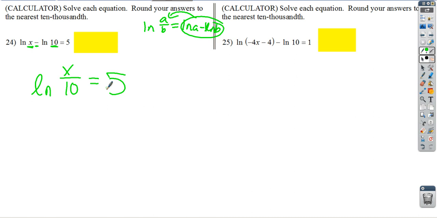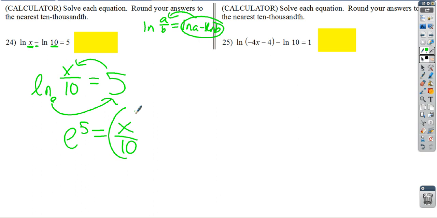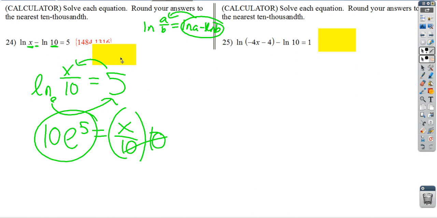Now it's in log form, we want to change it to exponent form. So e, this number, to that power equals that answer. So e to the 5th equals x over 10. How do we solve for x? We multiply both sides by 10, and x equals whatever that number is right there, and it turns out to be 1484.1316. It's customary to round it to 4 decimal places, especially in a lot of science examples. You have to round it to quite a few decimals just to make sure it's not going to be inaccurate.